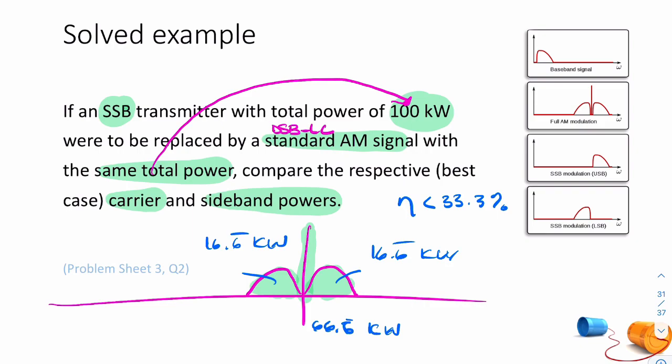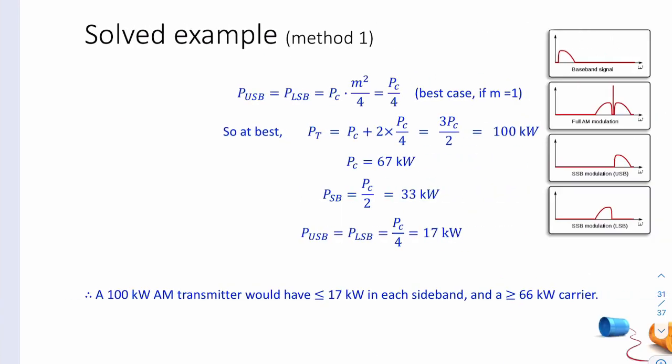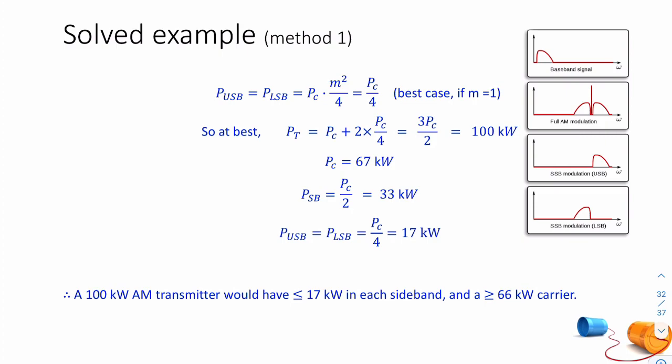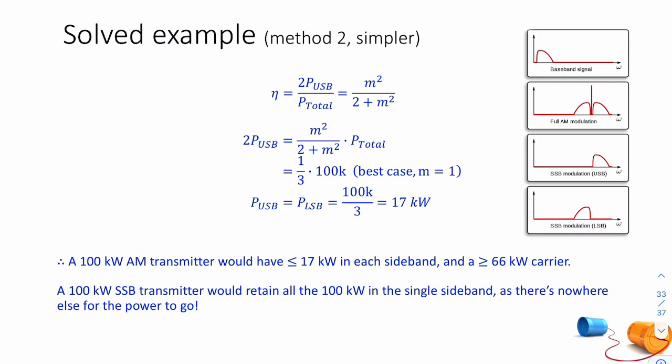So that's one way of looking at it. You could answer it mathematically, remembering the expression for the power and the upper sideband and the lower sideband. Obviously, we're looking at the best case scenario where M equals 1. And you could answer it that way, and you'd end up with the same solution.